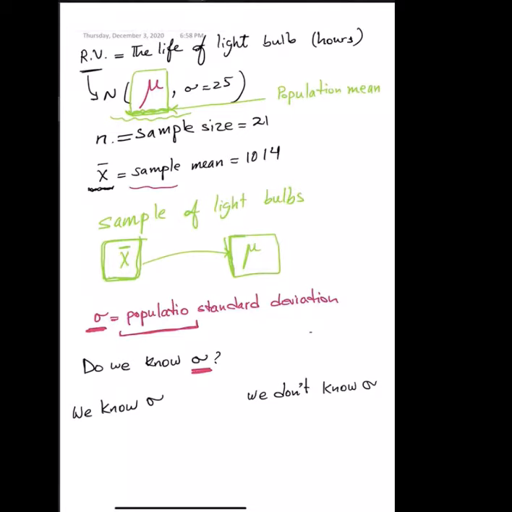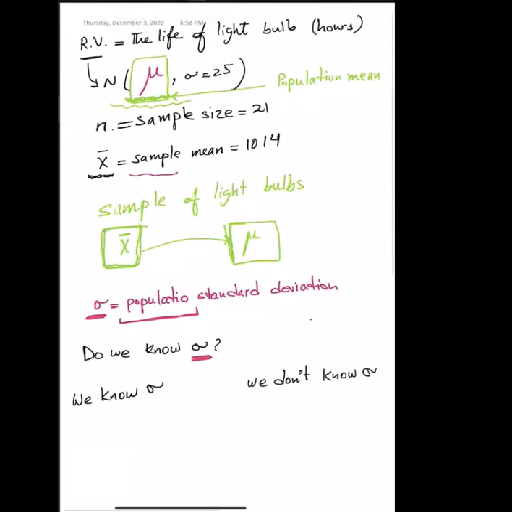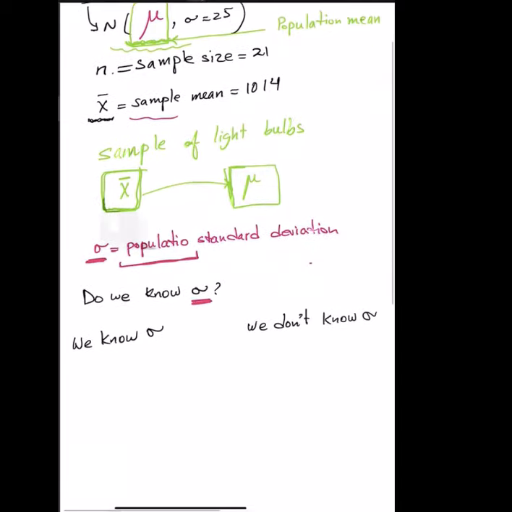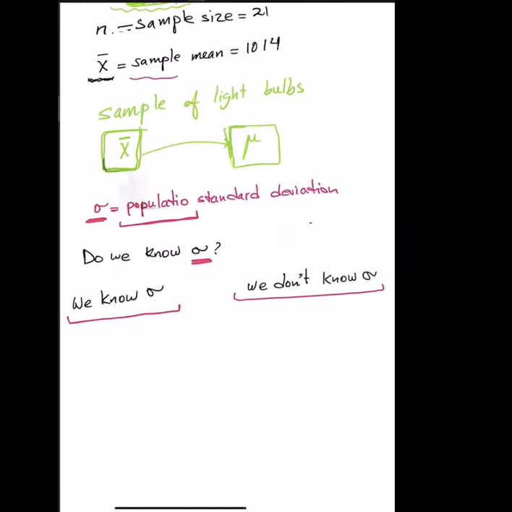So the first question that we always have to ask ourselves is, do we know the standard deviation of the population or not? So one option is that we know the standard deviation of the population. The other is that we don't know it. If we don't know it, given the fact that I need that information to be able to do the calculations, what am I going to use instead of sigma? The sample standard deviation. Exactly.